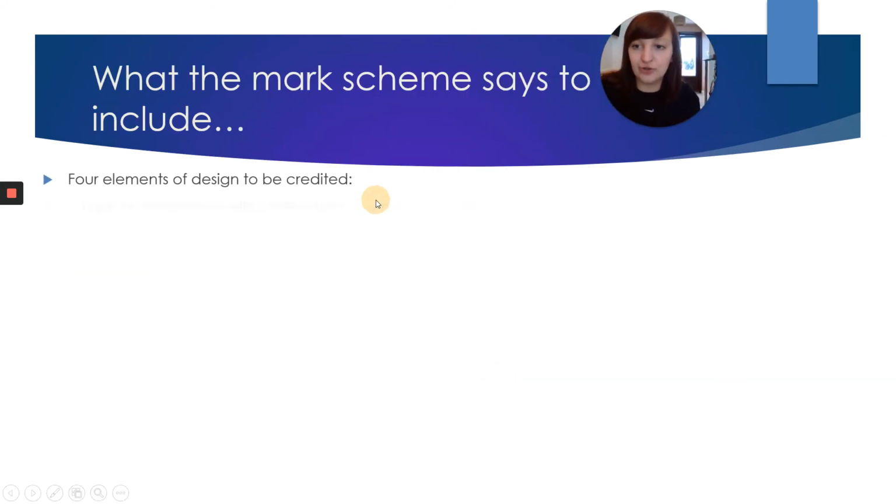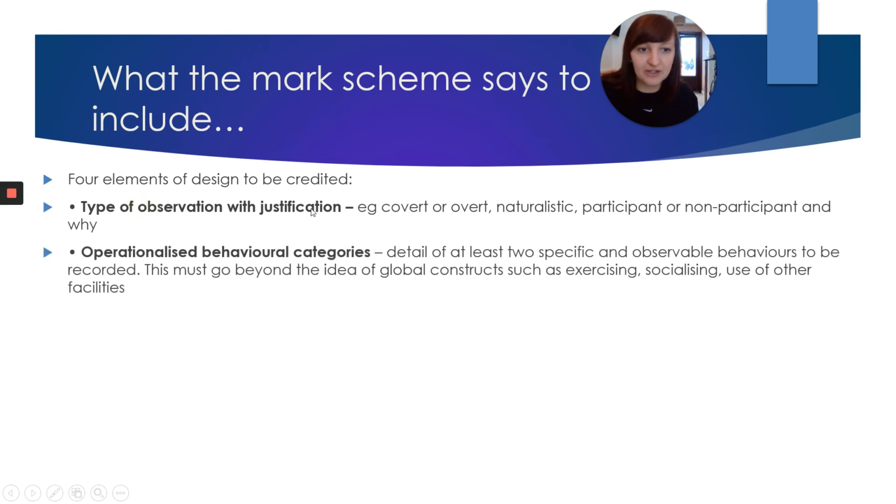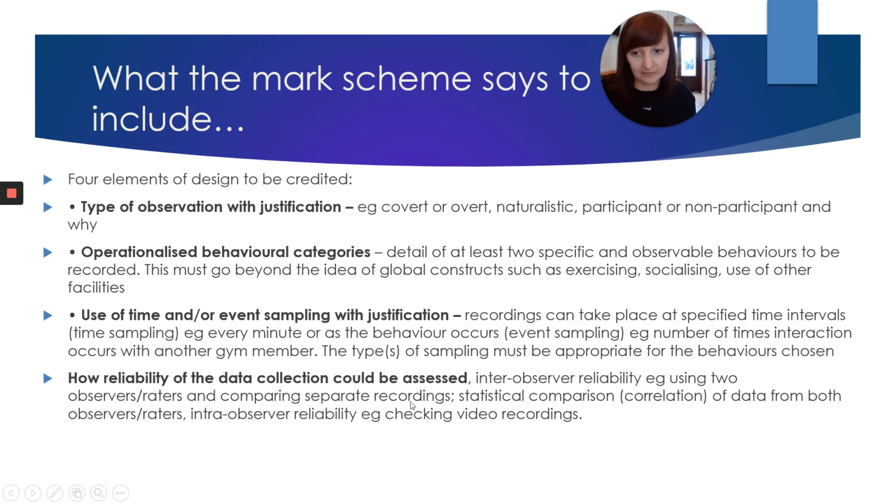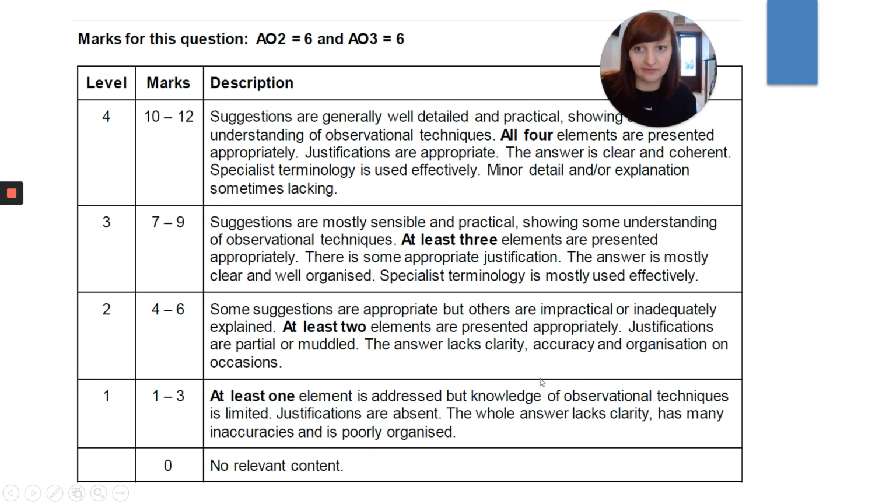What the mark scheme wants you to include for this, so the type of observation, you want to bring in covert, overt, and why, like we've said. What are going to be your categories and why? Why are you going to use event or time? And then how are you going to assess it? It's going to be inter-observer.